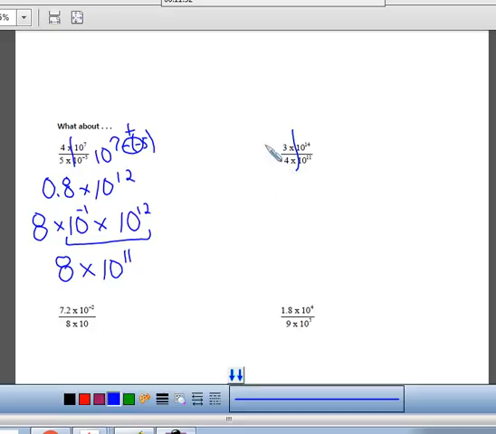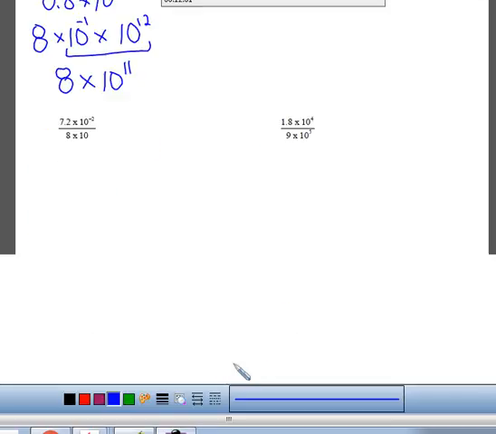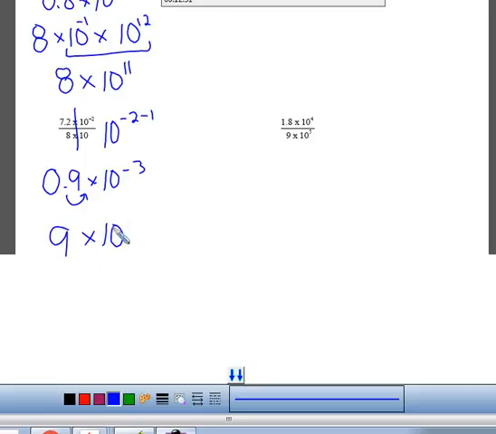Okay, so I think the next one you can figure out. I'm going to let you try this one on your own. The one below the one we've already done, 7.2 times 10 to the negative 2 over 8 times 10 to the first power. This is really 10 to the negative 2 minus 1. 7.2 divided by 8 is 0.9 times 10 to the negative 3rd power. I'm moving the decimal over 1, so I'm going to end up with 9 times 10 to the negative 4th power.